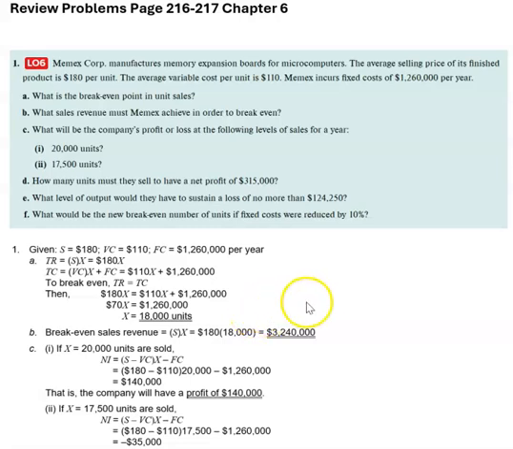Okay. What sales revenue must Memex achieve in order to break even? Well, we know the number of units, and we know that the selling price is 180 per unit, so multiply those two together, and that gives us 3.24 million, or 3,240,000.